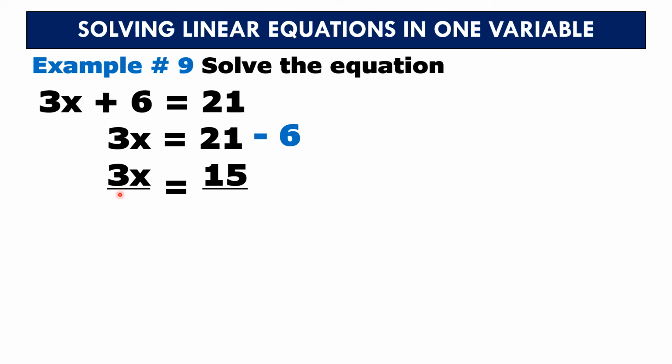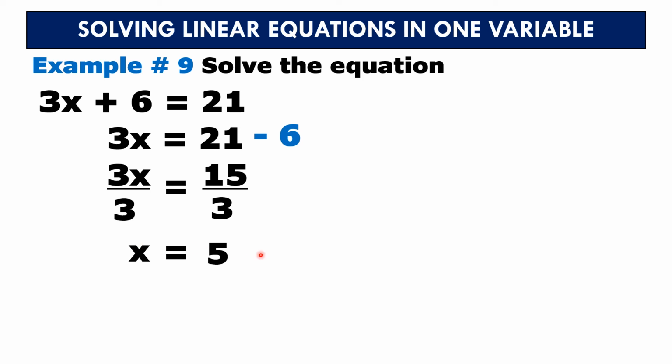Then, to eliminate 3 here, divide natin both side by 3. So, divide both side by 3. So, we now have 3x over 3 is equal to x. Then, 15 divided by 3 is equal to 5. So, x is equal to 5.